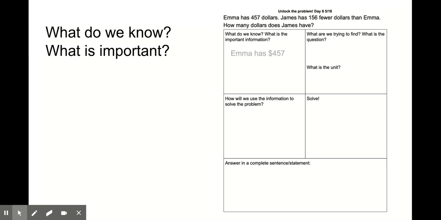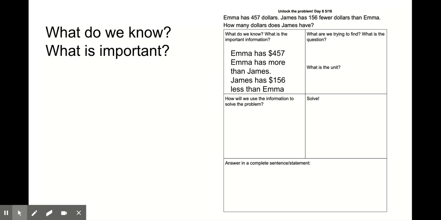Emma has $457. Does James have more or less money than Emma? James has less money than Emma. He has $156 less than Emma. Emma has more money than James. But we know that James has $156 less than Emma.